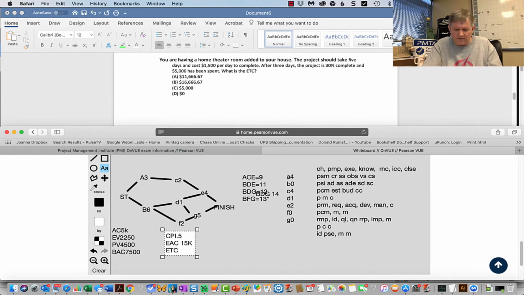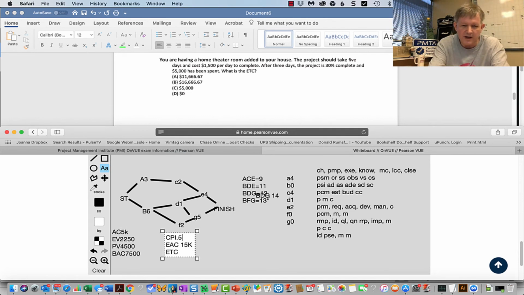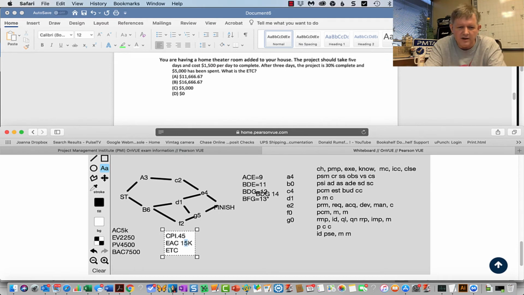Okay, 2,250 divided by 5,000. There we go, 0.45. Sanity check your numbers. So I'm going to go back up here and put 0.45. So 7,500 divided by 0.45. That's 16,000, etc.